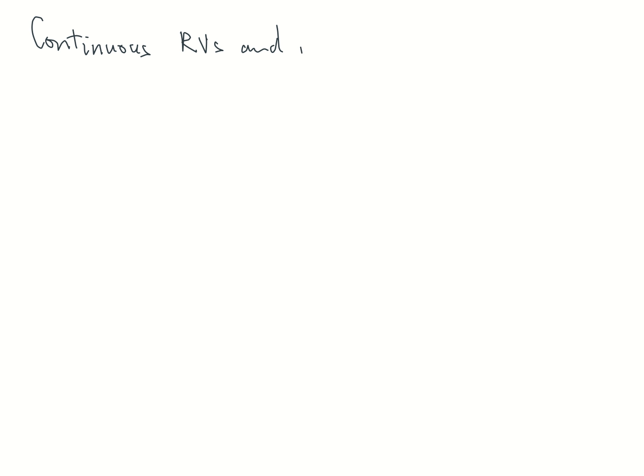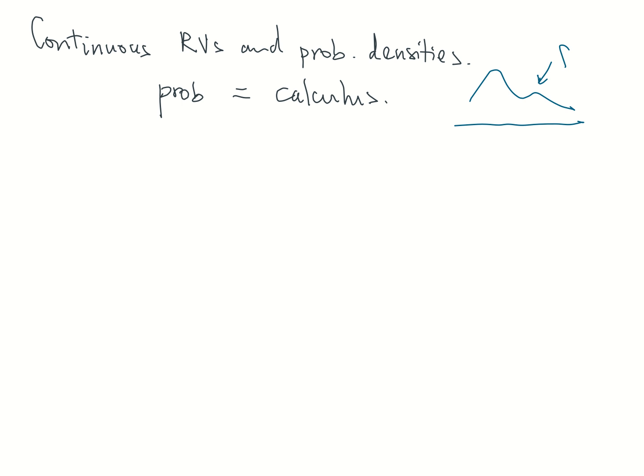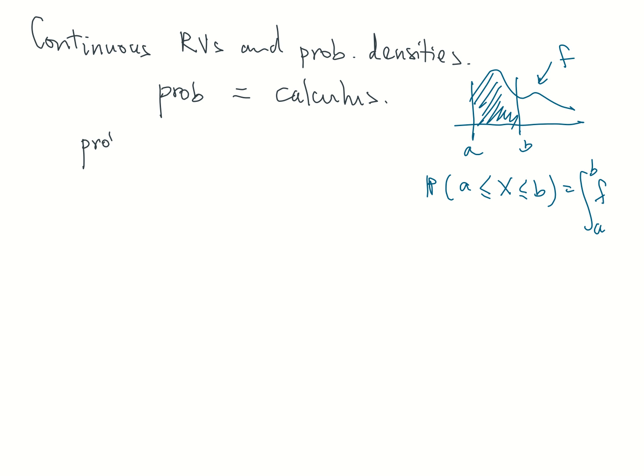Continuous random variables and probability density. Continuous random variables are idealizations which allow probabilities to be computed by calculus. The basic idea is that probabilities are defined by areas under the graph of some function f. This f is called the density of x. This idea actually holds for both continuous and discrete random variables.